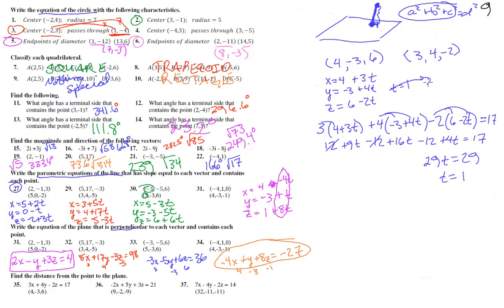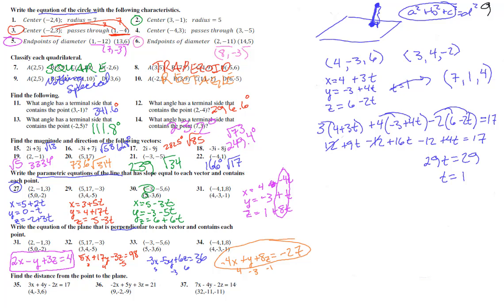So at t equals 1, we get the point x equals 4 plus 3 times 1 is 7. Y equals negative 3 plus 4, that's 1. And then 6 minus 2 times 1, so that is 4. The point 7, 1, 4, and you can try that. Stick 7, 1, 4 in there, and it will equal 17.